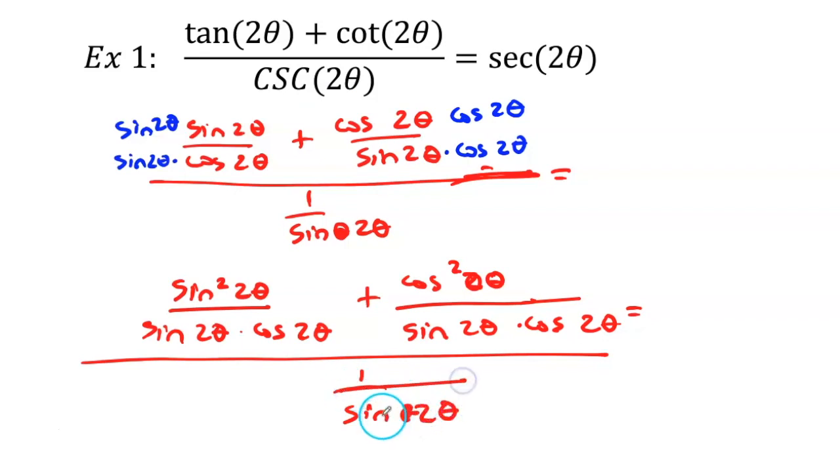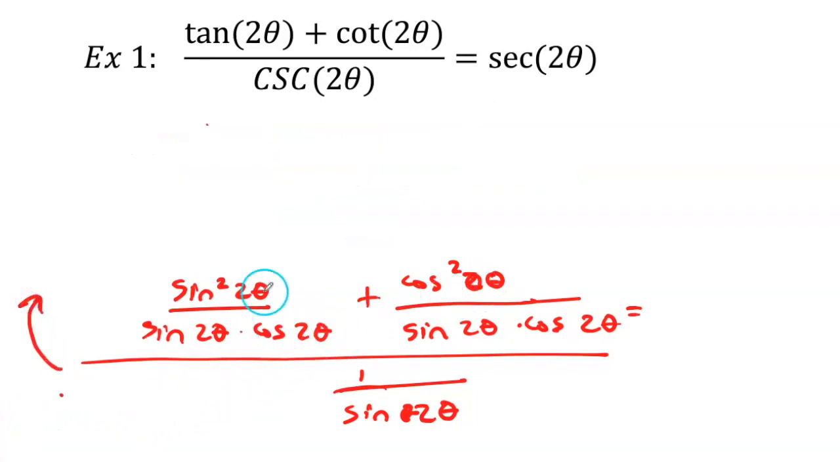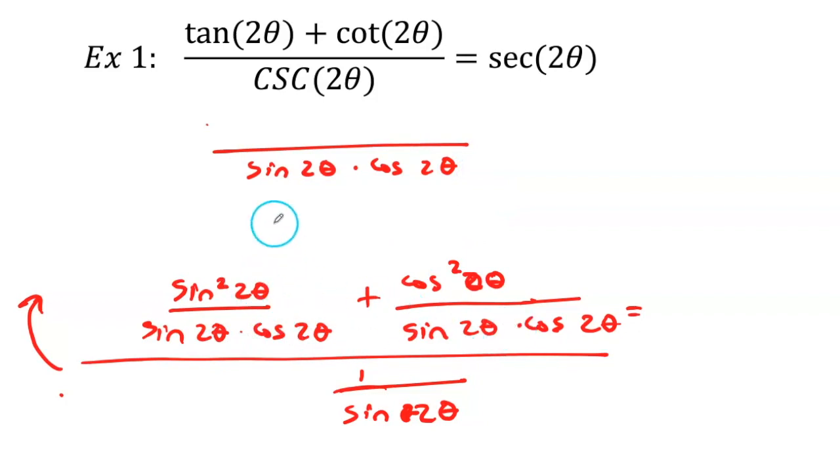Now on the top I have the same denominator. That means I can combine those two, and I'll have sine squared plus cosine squared. No space on the bottom, so make me go up. So this plus this, because they have the same denominator, I keep the same denominator, which is sine 2 theta times cosine of 2 theta, right? And the top gives me sine squared 2 theta plus cosine squared 2 theta.